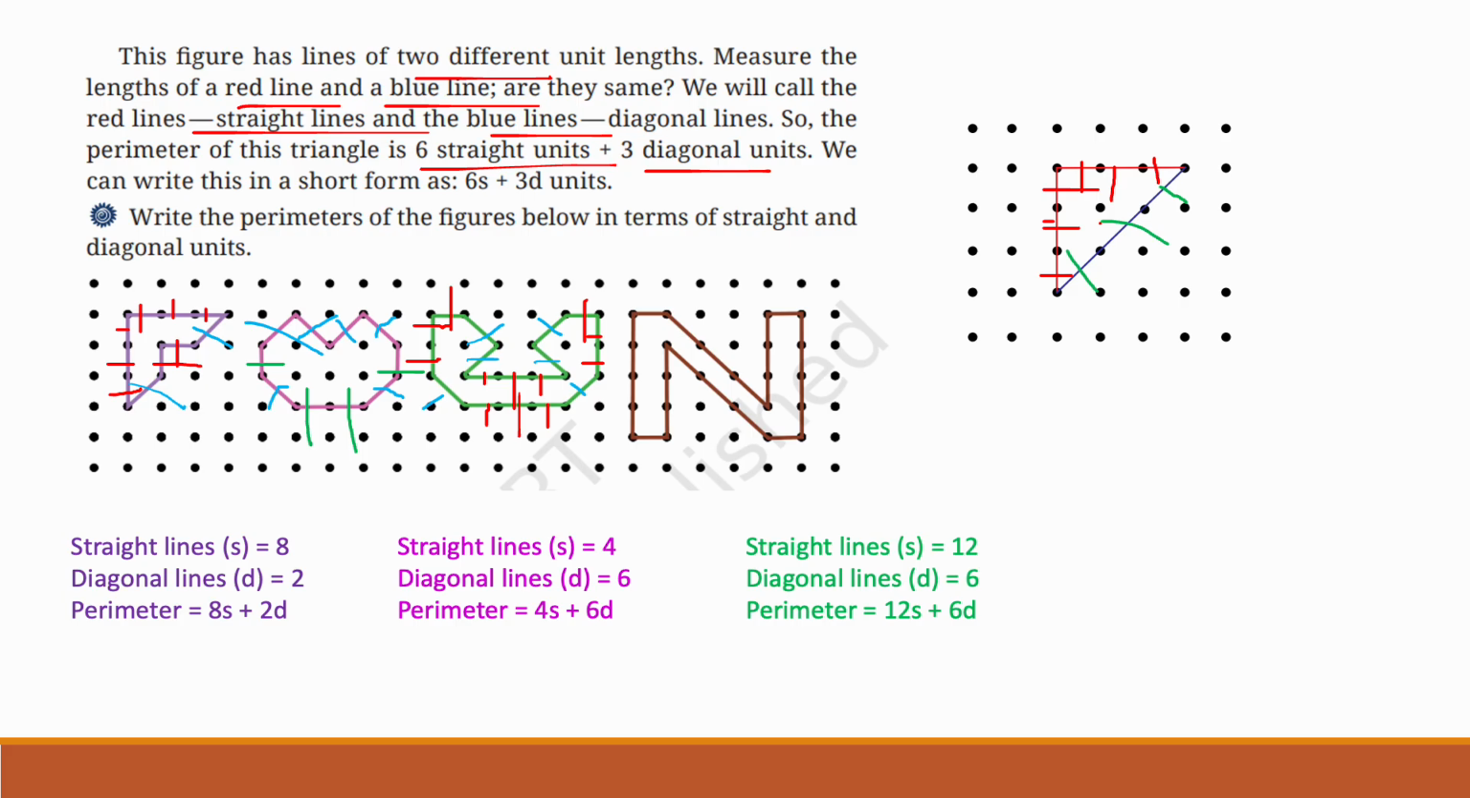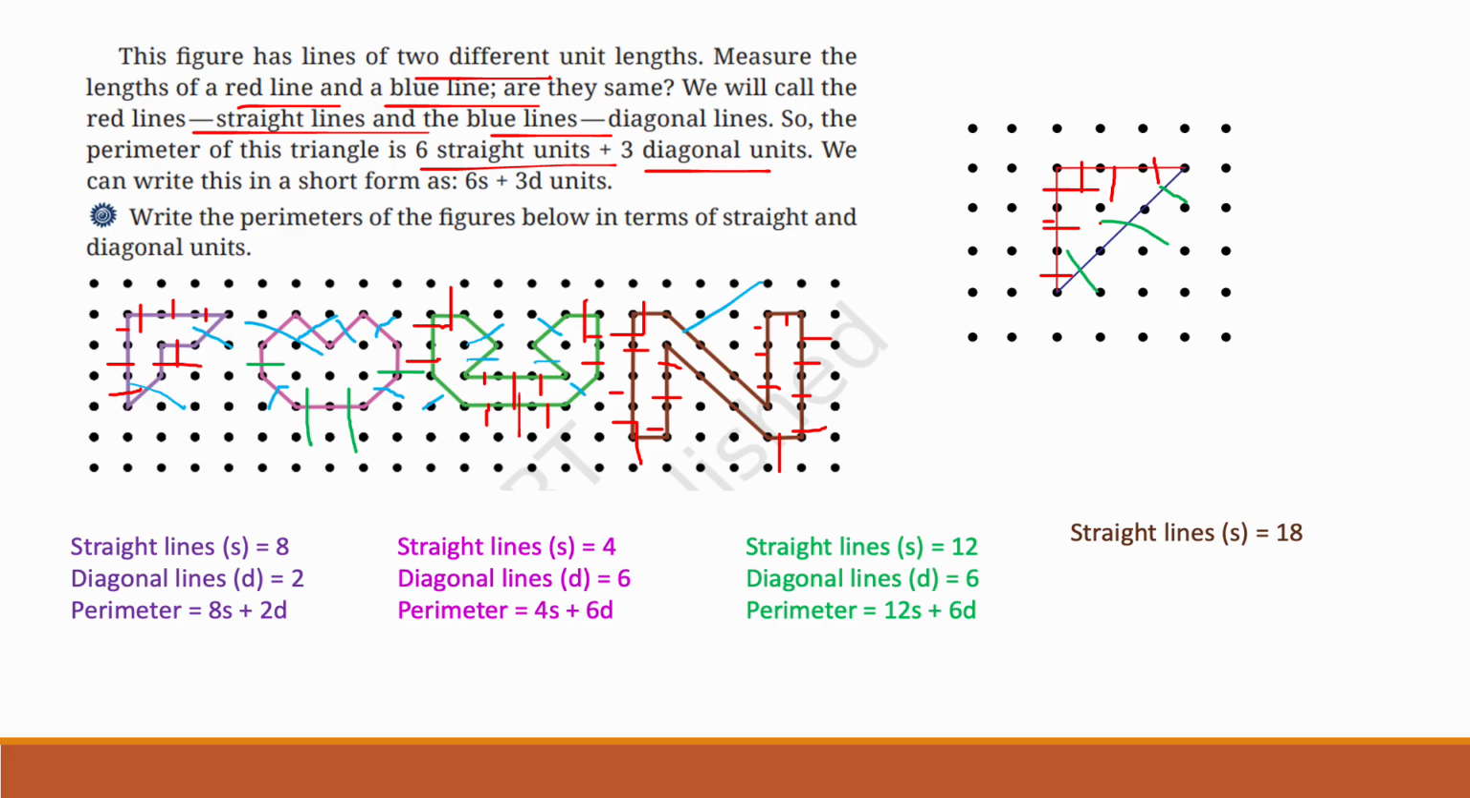Then see the next figure. How many straight lines are there? See 1, 2, 3, 4, 5, 6, 7, 8, 9, then 10, 11, 12, 13, 14, 15, 16, 17, 18. So we have 18 straight lines. Then how many diagonal lines are there?